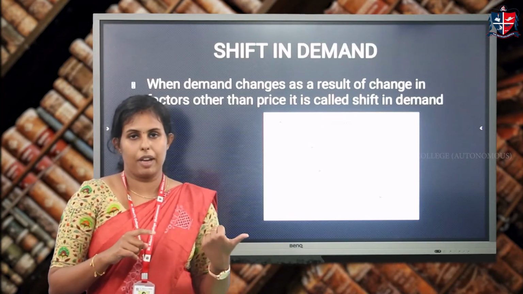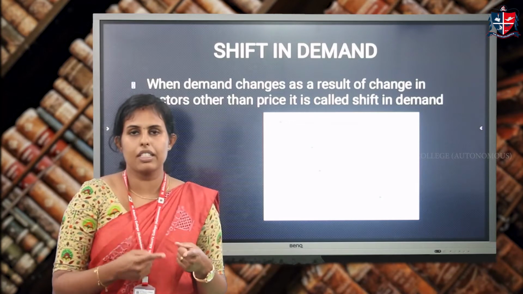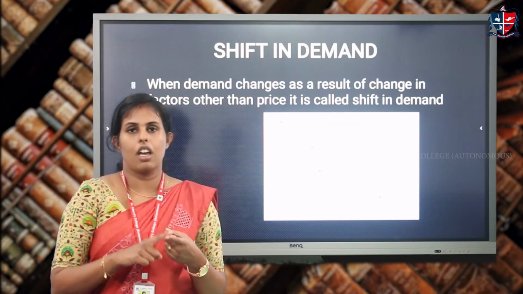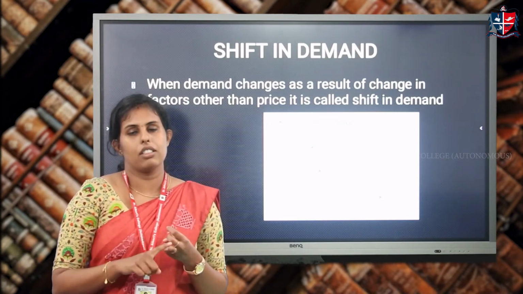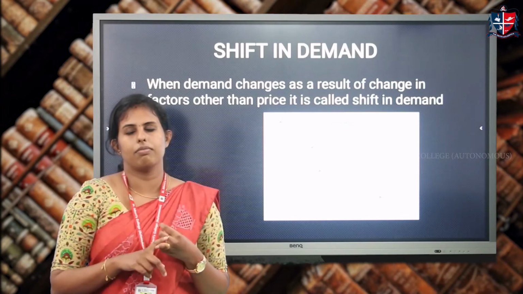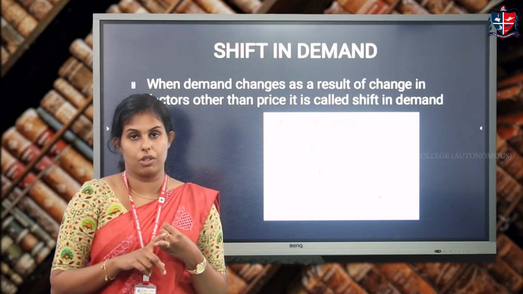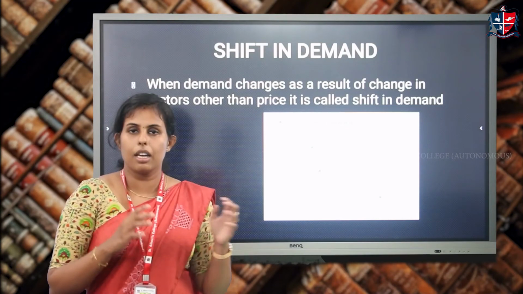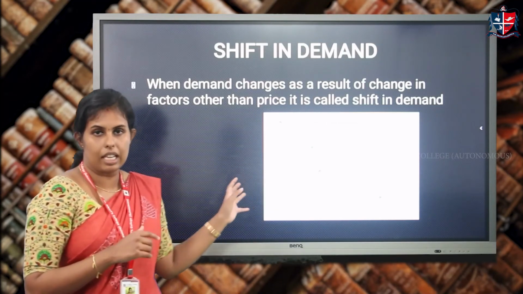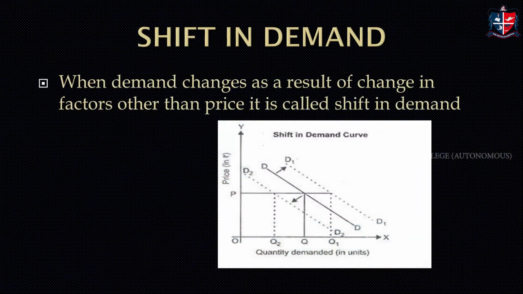Other factors mean taste and preferences, consumer income, and substitute goods, the price of the substitute goods. These are the other factors. Here the price always remains the same. For example, this is a graph which shows the shift in demand.